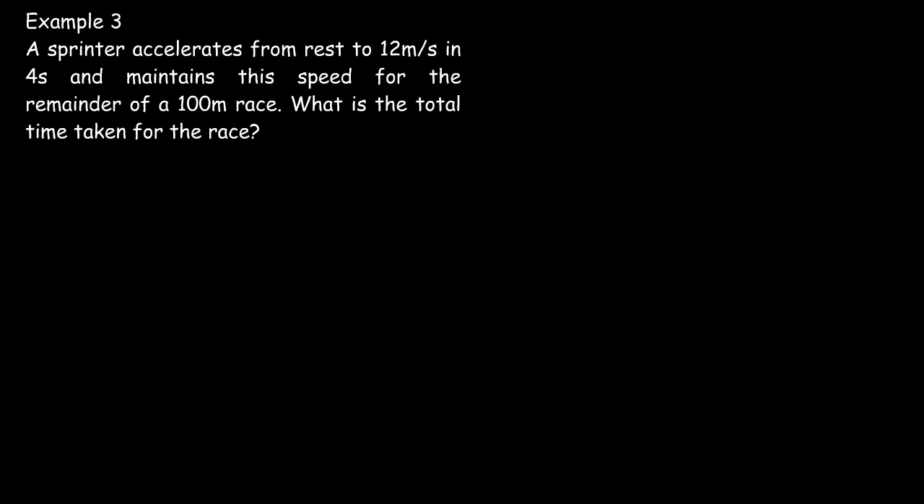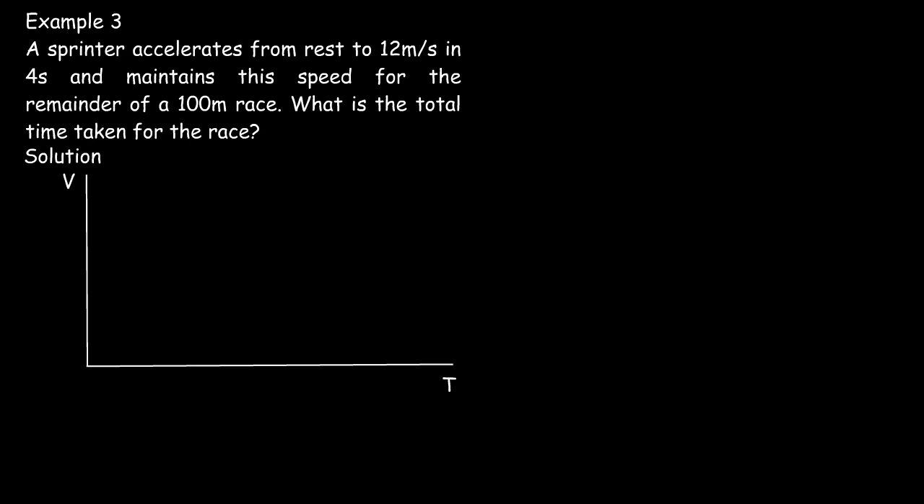We have another example that states that a sprinter accelerates from rest to 12 meters per second in 4 seconds and maintains this speed for the remainder of a 100-meter race. What is the total time taken for the race? Now in this case, we are looking for our time. So plotting our velocity time graph, we have our horizontal and vertical axes, which are time and velocity.